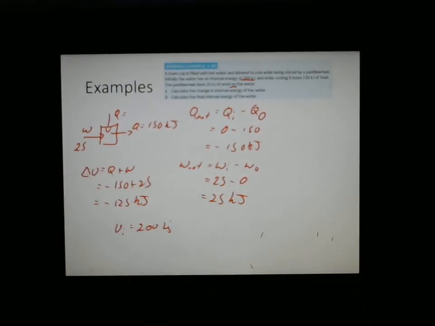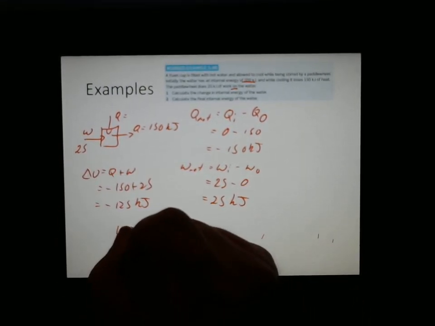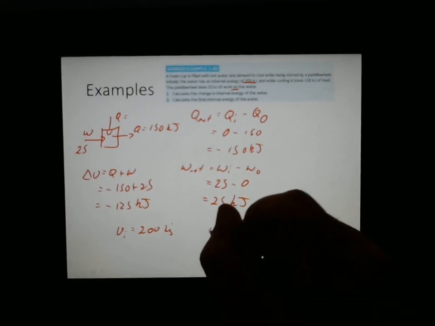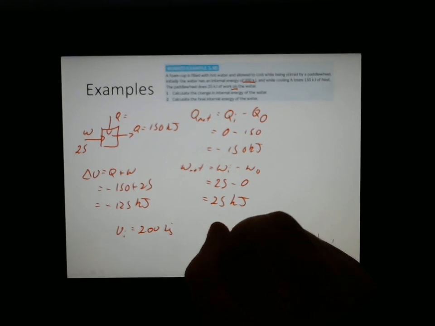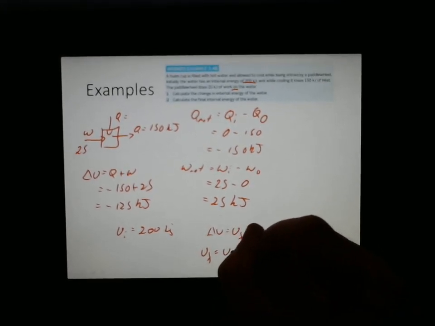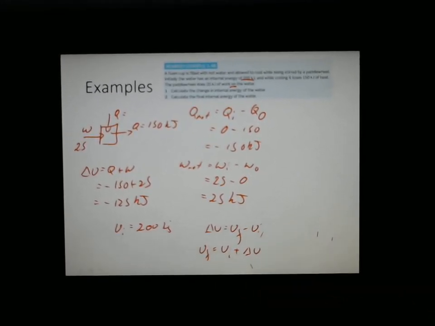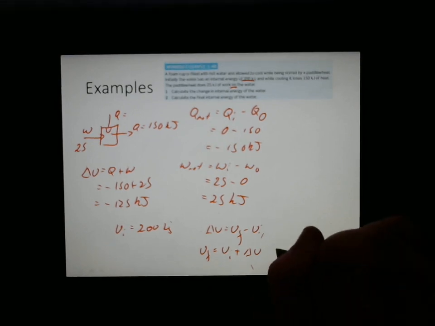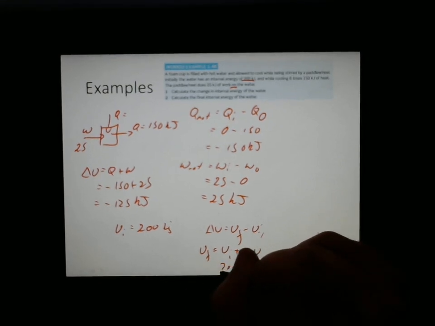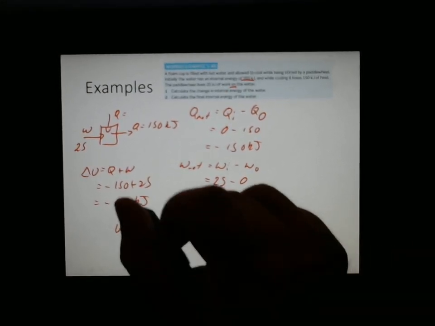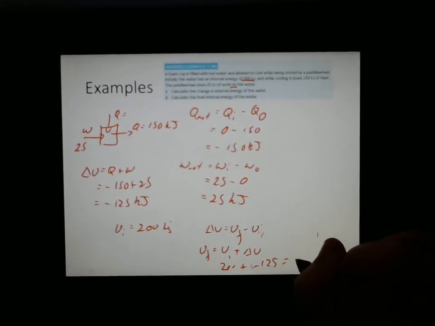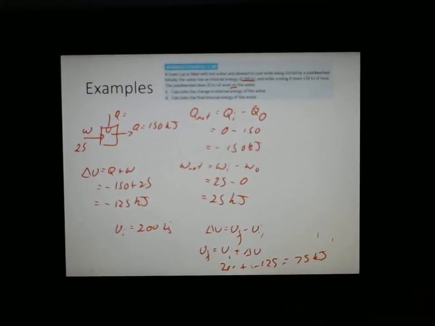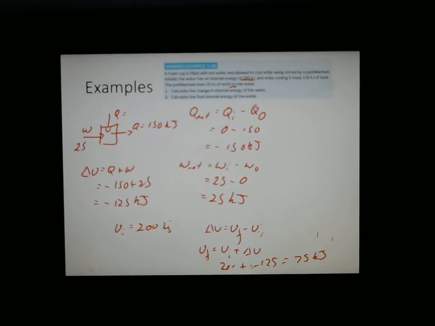We just worked out our change, so there are a couple of ways you could write it. Change equals final take initial, or you can go, well, final equals initial plus change, because that's what it is. You start somewhere and you add your difference. The initial was 200, and we're going to add negative 125, which equals 75 kilojoules.